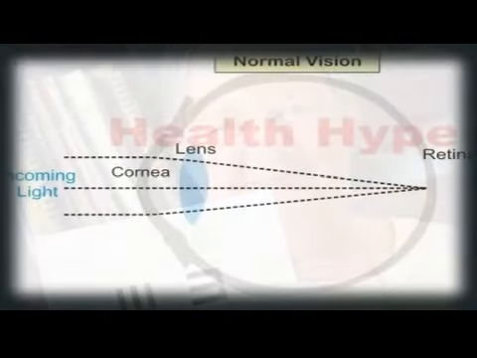The denominator, the bottom number, is the distance at which a person with normal visual acuity would be able to read the letter. For example, a person with 20 by 20 vision sees at 20 feet what a person with normal visual acuity sees at 20 feet. A person with 20 by 30 vision can see clearly from 20 feet what a person with normal visual acuity is able to see at 30 feet. A person with 20 by 200 vision can see clearly at 20 feet what a person with normal visual acuity is able to see at 200 feet.